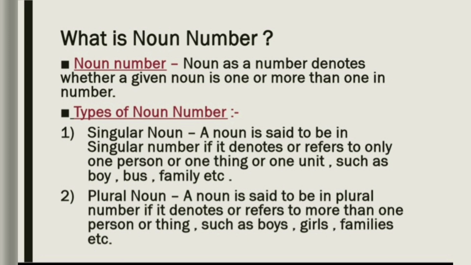There are two types of noun number, singular noun and plural noun. A singular noun is a noun that denotes only one. For example, boy, girl, bus, bag. So it's one in number. On the contrary is the plural noun, which denotes more than one. For example, boys, girls, families, buckets, books, shells, etc. So there are two types of noun number.